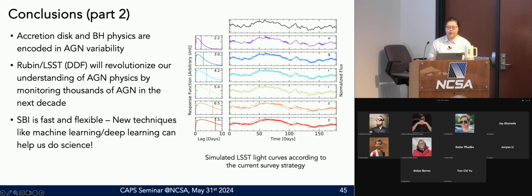I think LSST is super exciting because it's going to monitor so many more AGN in the next decade with better data. And we really need to try and develop new techniques like machine learning and deep learning to do better science, right? It's a tool for me to advance science. Yeah, that's it. Thank you.